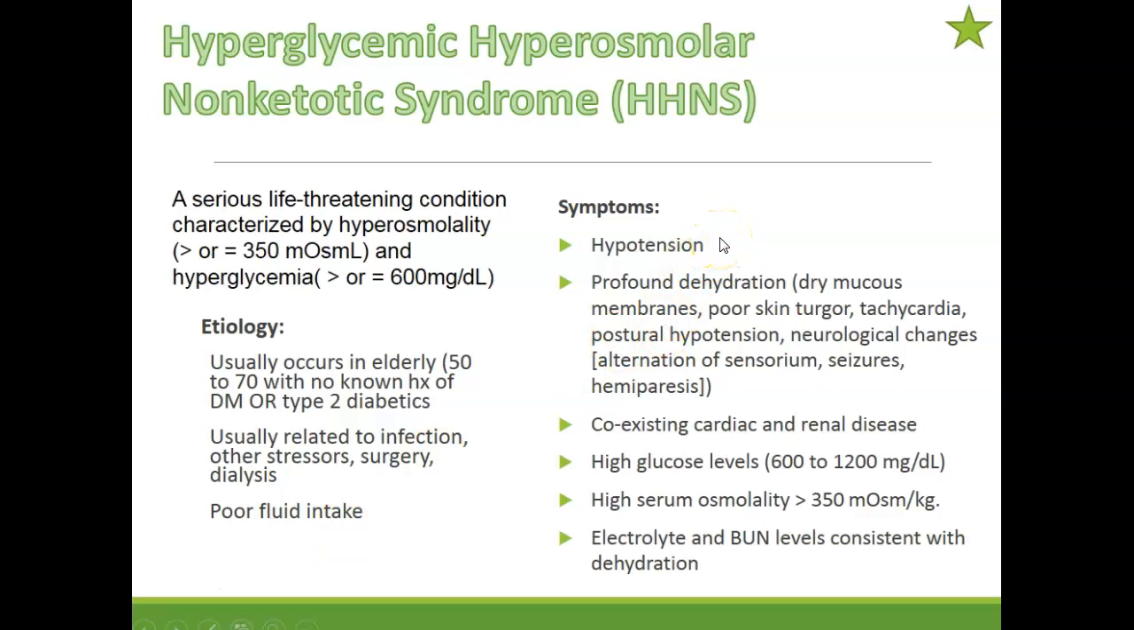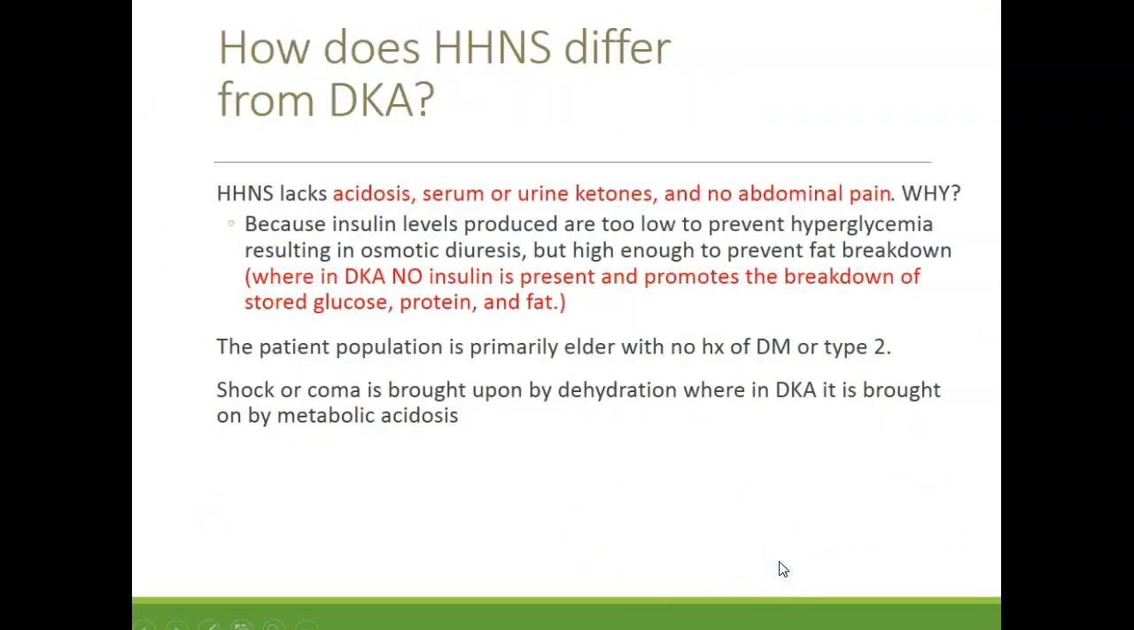Symptoms: hypotension, profound dehydration, really important here. So make sure you know your signs and symptoms of fluid volume deficit or hypovolemia, okay? Coexisting cardiac and renal disease, and that has a lot to do with the population. Again, high glucose and high serum osmolarity, and electrolyte and BUN levels typically will be consistent with that of somebody who's dehydrated. So, the big question a lot of students will ask is, how does HHNS differ from DKA?